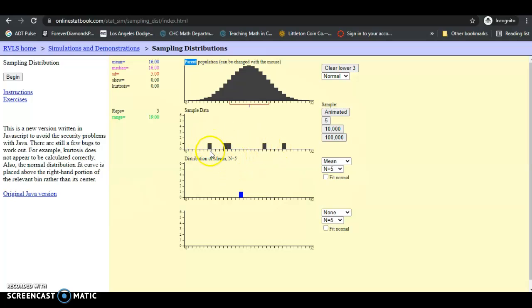So these are the 5 randomly selected values from the population, and then the resulting sample mean is represented by this blue box here. Let's click on it again. We get 5 more randomly selected values from the population, and then the sample mean ended up here. Let's do it again. Once again, these are 5 randomly selected values, and the sample mean landed here. Here we do it again, and the sample mean is here.